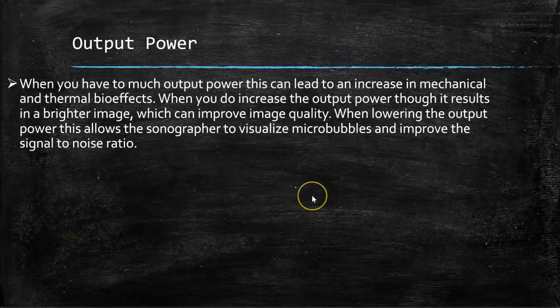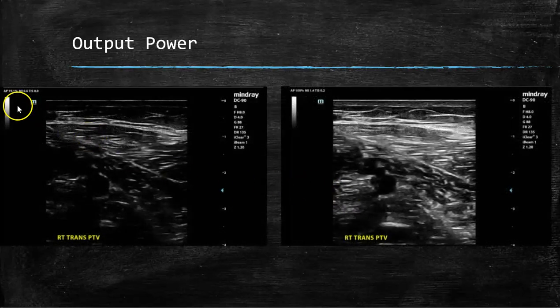When you have too much output power, this can lead to an increase in mechanical and thermal bioeffects. When you increase the output power though, it results in a brighter image, which can improve image quality. When lowering the output power, this allows the sonographer to visualize microbubbles and improve the signal to noise ratio. So right here, your output power 8P, you see how it's brighter. This one has 100% output power. This one is 19.1, it's darker.